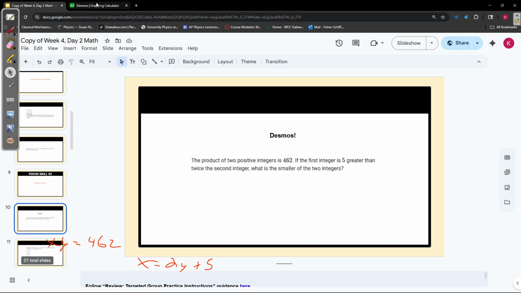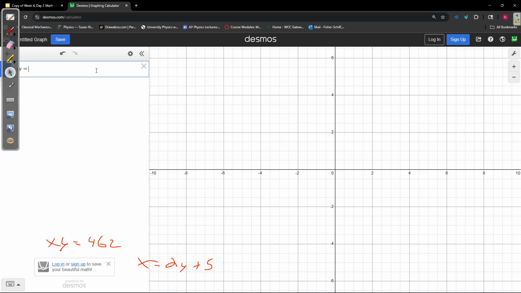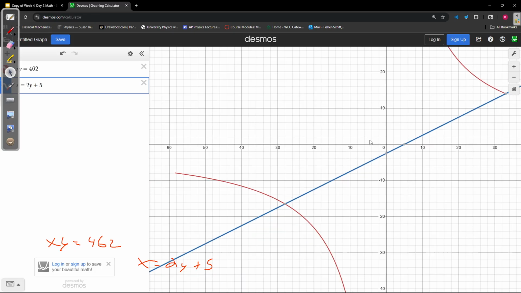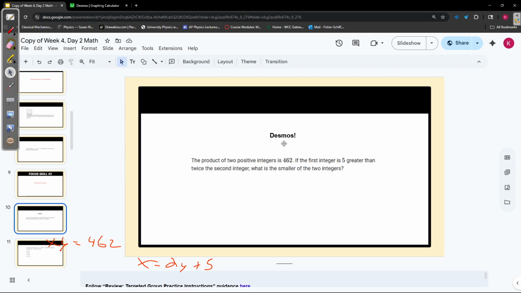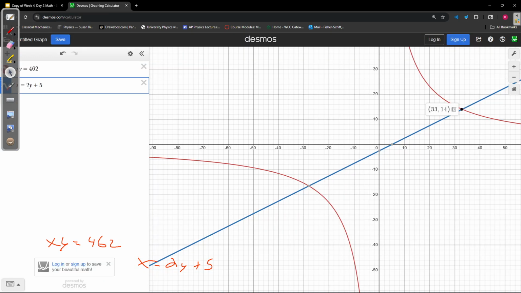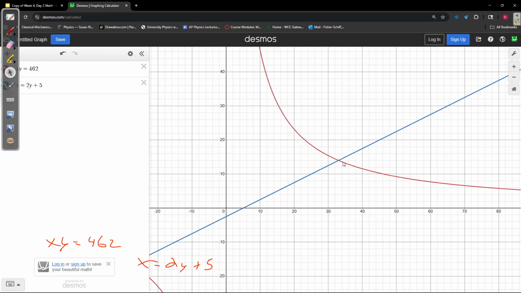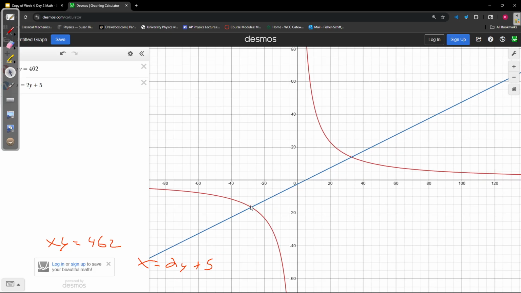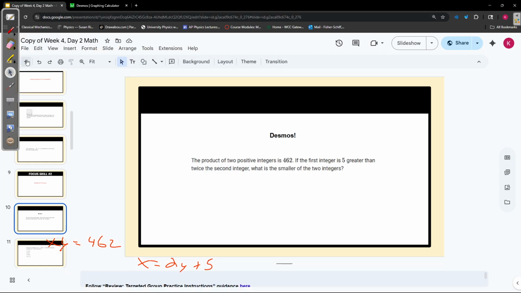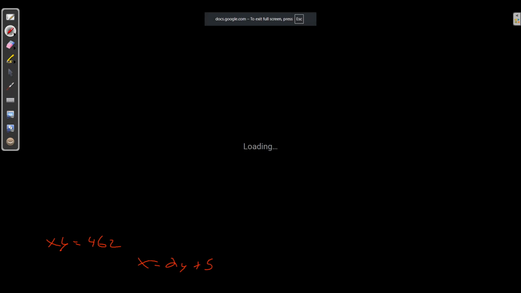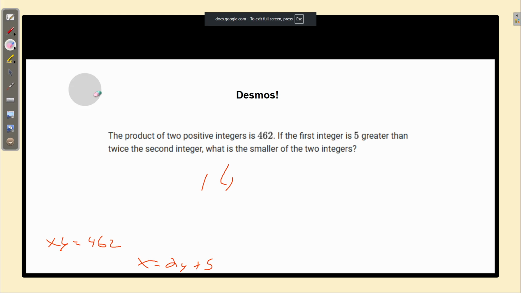Now, xy equals 462, like we said, and x equals 2y plus 5. What do we get? We're looking for positive, so what is the smaller of the two integers? We see that it gives us 2 points here, and we're looking for where they intersect. It does say positive integers, so it's not going to be down here. So 33, 14, what's smaller? 14. So our answer is simply going to be 14.